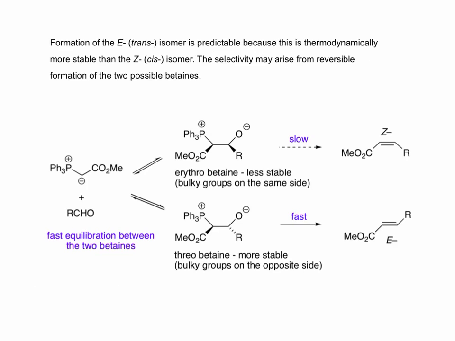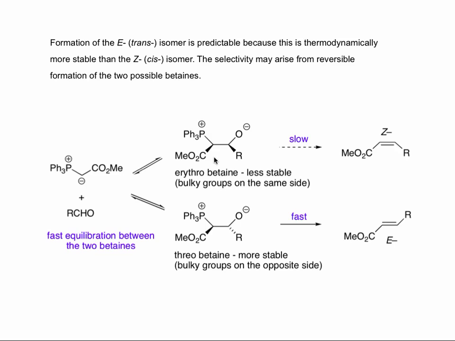Formation of the E isomer is predictable because the E isomer is thermodynamically more stable than the Z isomer, and this selectivity may arise from reversible formation of two possible betaines. So here we're looking at the reaction of this stabilized ylide, where the ester stabilizes the negative charge, with an aldehyde, and on nucleophilic addition to the aldehyde we can form these two different betaines. And in this erythro-betaine, the two bulky groups as drawn here are on the same side. In the threo-betaine, they're on the opposite side.